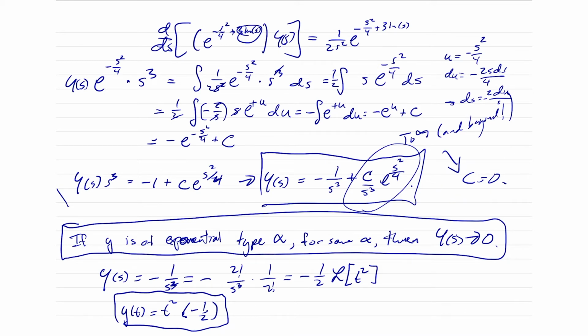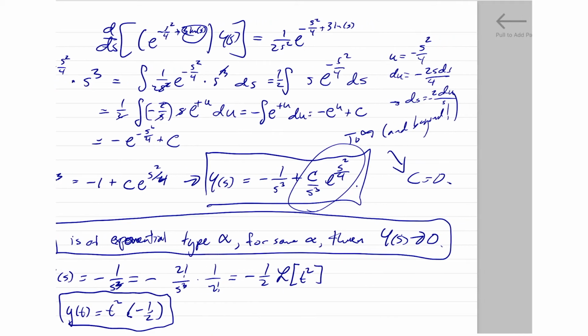So then Y of s was known simply as negative 1 over s cubed, and then we can just figure out what function Laplace transforms to 1 over s cubed, and that's that. And so that told us that y is equal to negative 1/2 t squared. Not bad at all.